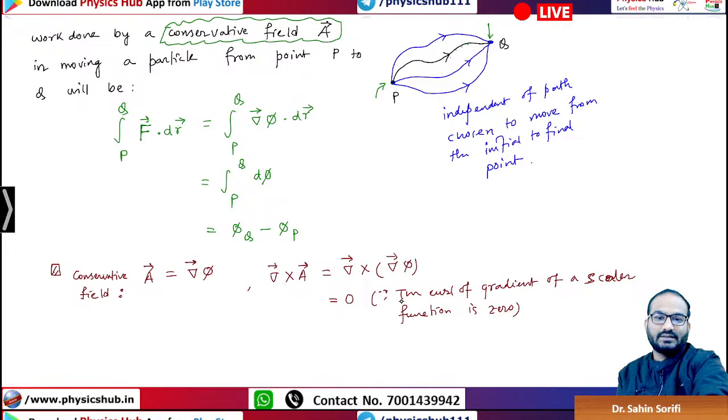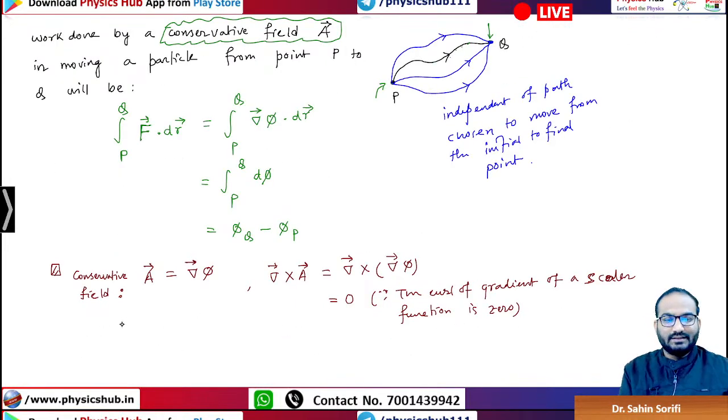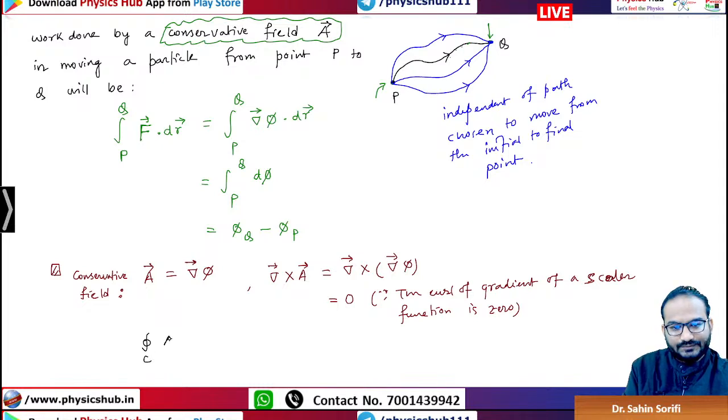Another thing I think I forgot to mention, that line integral of a conservative field: look, if this vector A is conservative, then the line integral over some closed curve will always be 0.